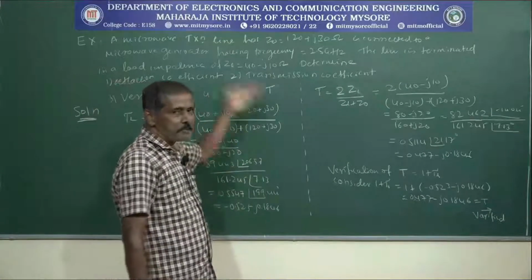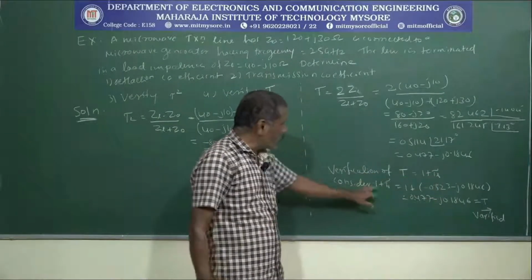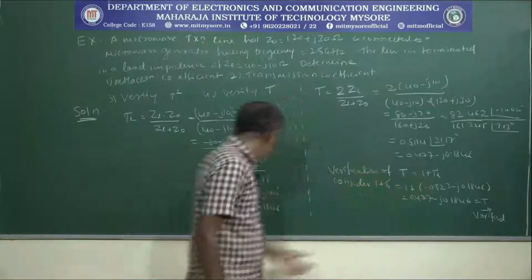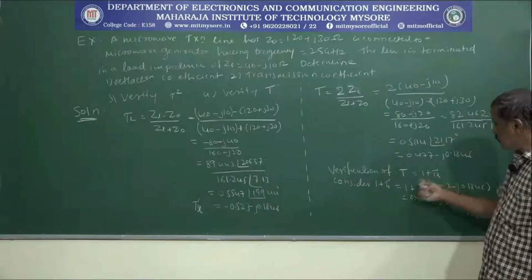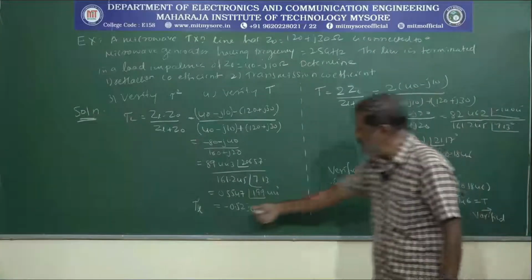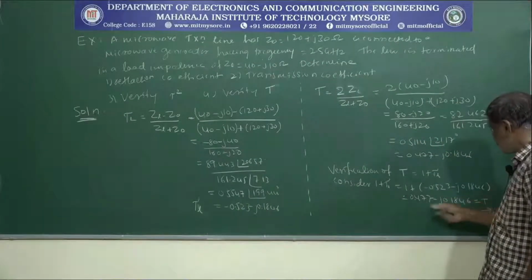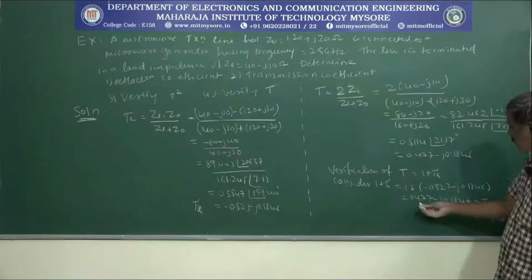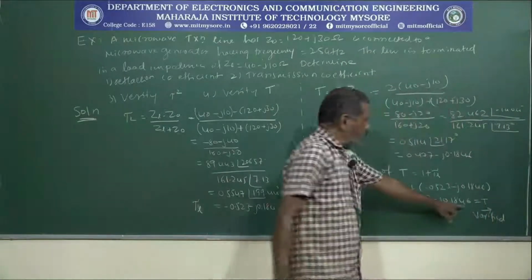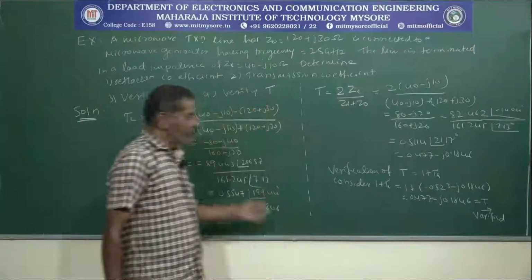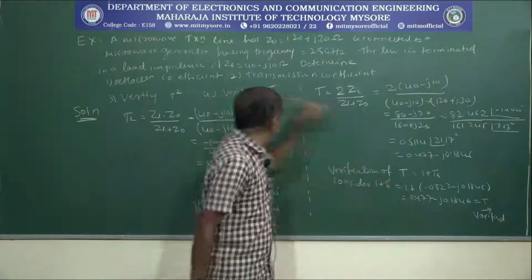Now, the problem asks us to verify these values. Verification of T equal to 1 plus tau L. Consider 1 plus tau L, where the tau L value was calculated earlier. So T is equal to 1 plus tau L, and writing the calculated tau L value here, after simplification of 1 plus this term, I am going to get the value 0.477 minus j0.1846. Remember here once again, now we have to verify T as per this.